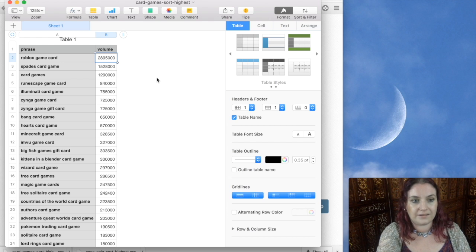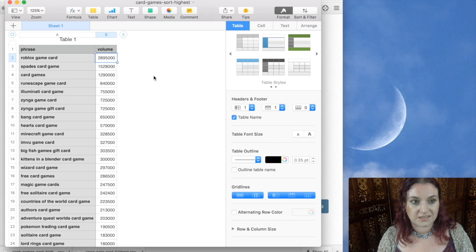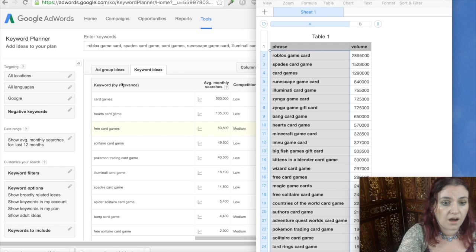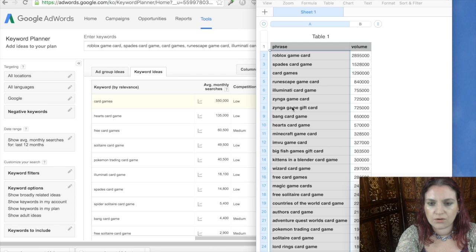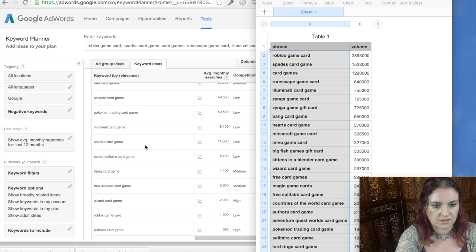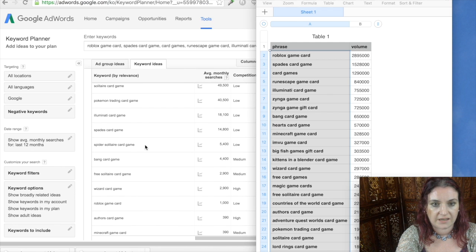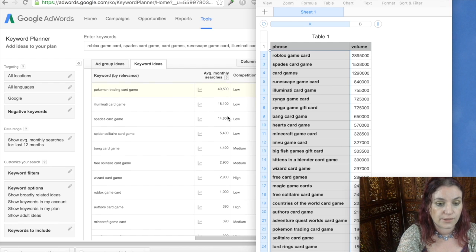2.895 million users are searching for Roblox game card every month, and that is the most popular search for card games. Then Hearts apparently gets 135,000 monthly searches on Google. This is saying it gets more than 500,000 searches. You'll see the order that these are in just isn't really reflected in the order of these particular searches here. And it gets kind of crazy, really. When you look at Illuminati, 755,000 against 18,000.